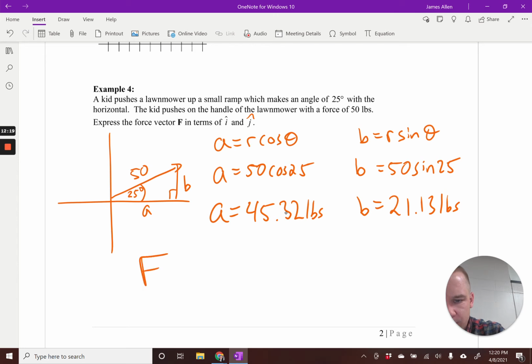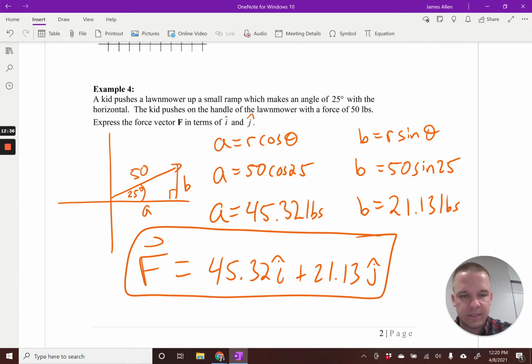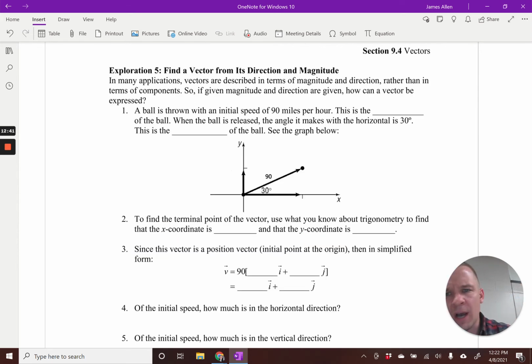So our force vector is going to then be 45.32 i hat plus 21.13 j hat. Woo woo! That's our force vector. I love it. Fantastic stuff. Wonderful, in fact. First application problem, done, in the books. Awesome. Alrighty, a little exploration, shall we?